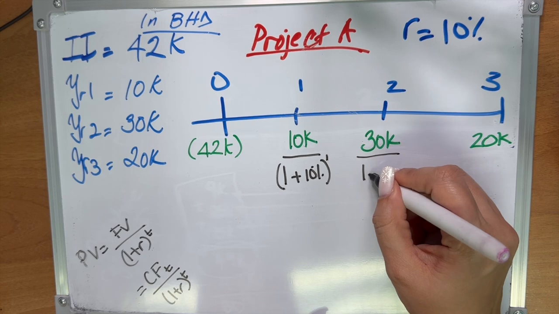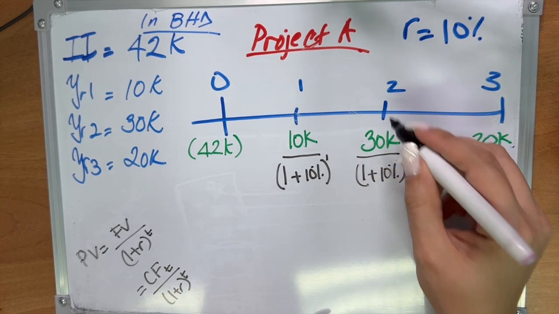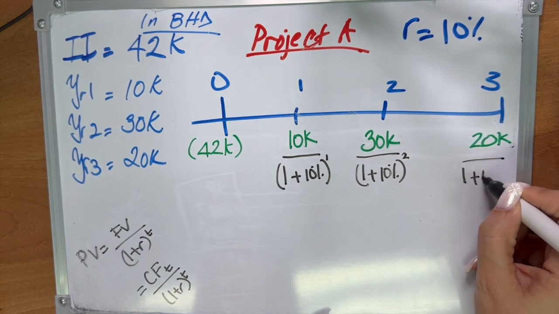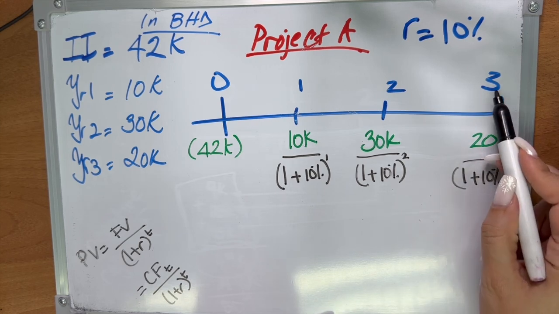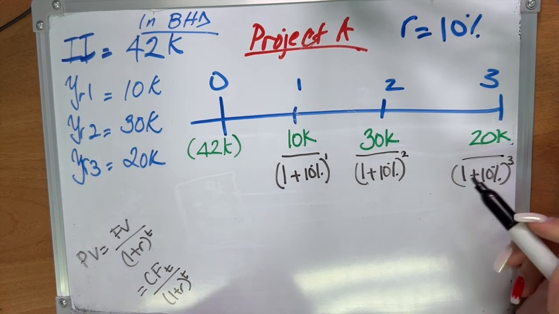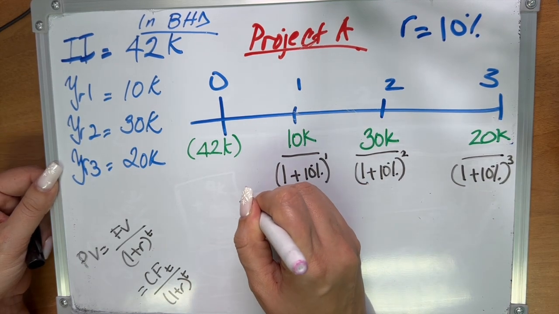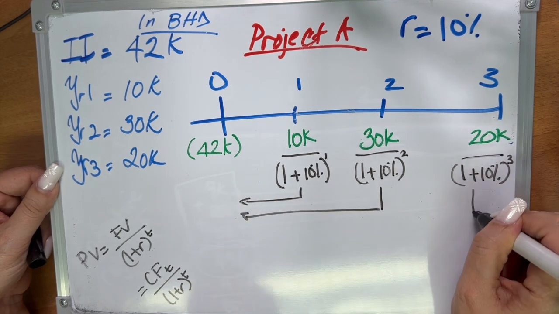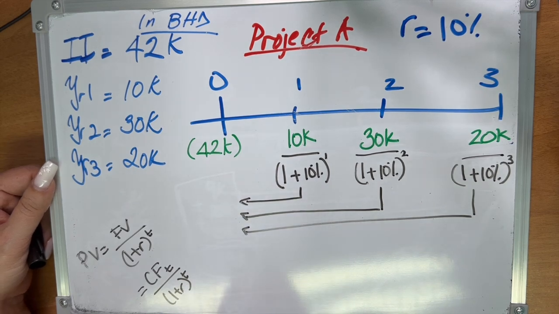In year 2, I will discount it. How many periods? 2. So to the power of 2. In year 3, I will discount it. How many times? 3, because it's year 3. Okay? Now, I will discount these to the present and then add them. I suggest you pause the video, do the calculations, and come back.